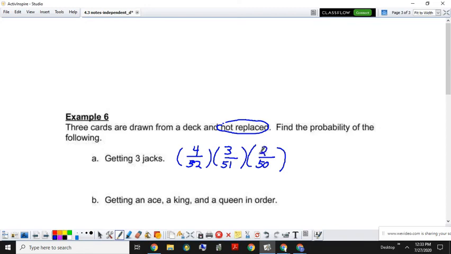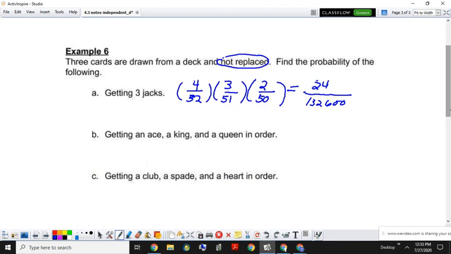There are 4 jacks in a deck, so you have 2 left. These fractions are so huge, you can just go through and change those to decimals if you want. I have the answer written as 24 out of 132,600. You can probably just change that to a decimal and not worry about the fraction right now. Okay, let's look at the next one. An ace, a king, and then a queen, in that order.